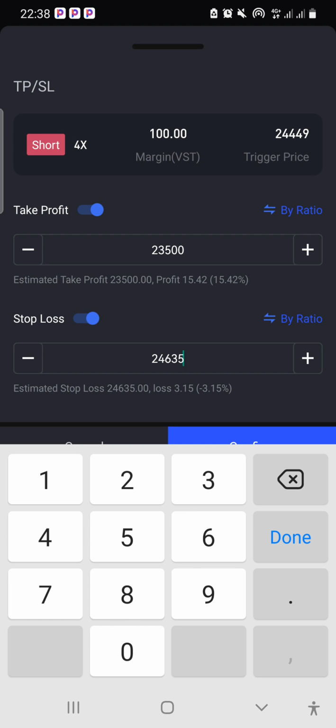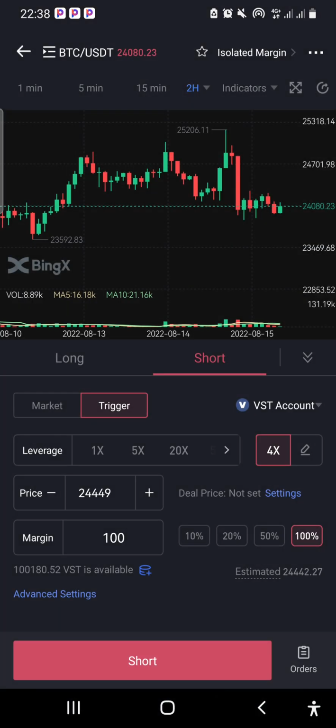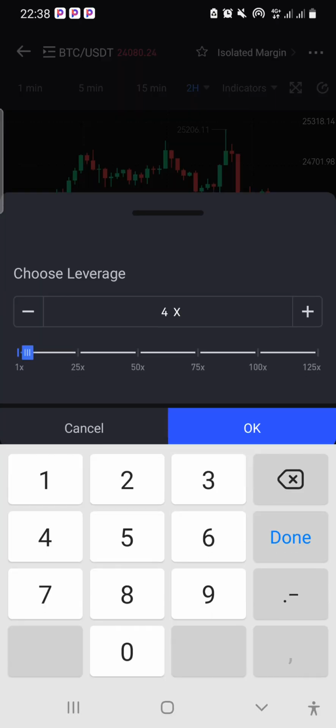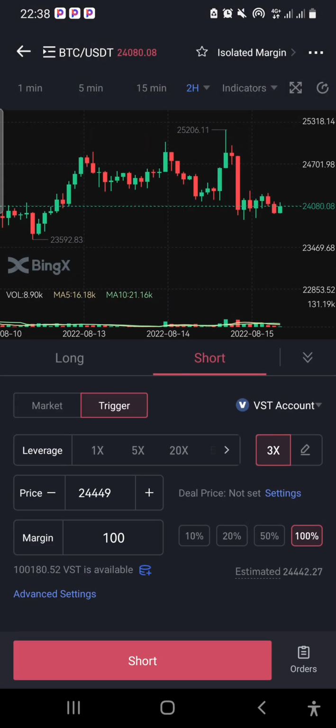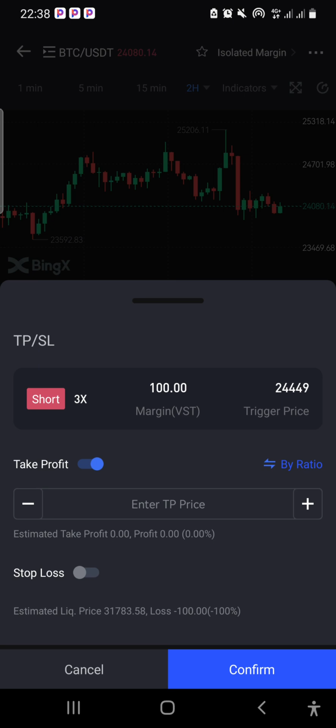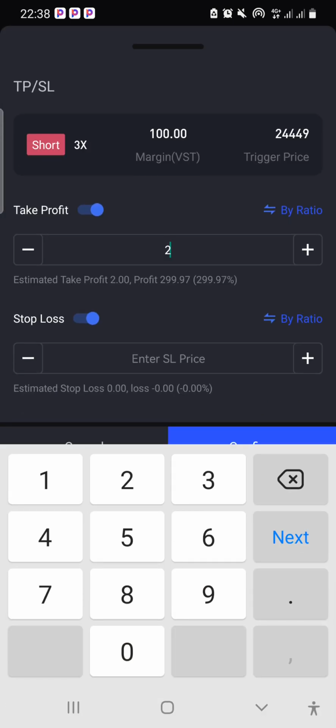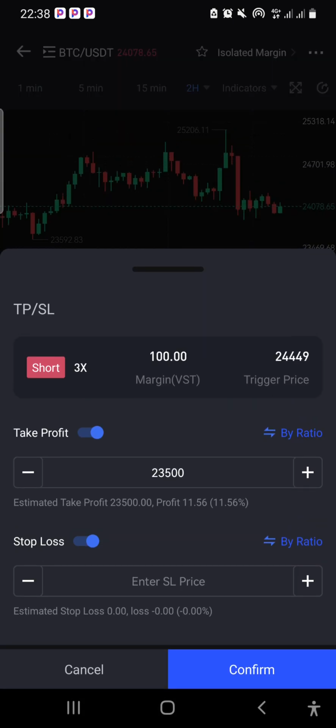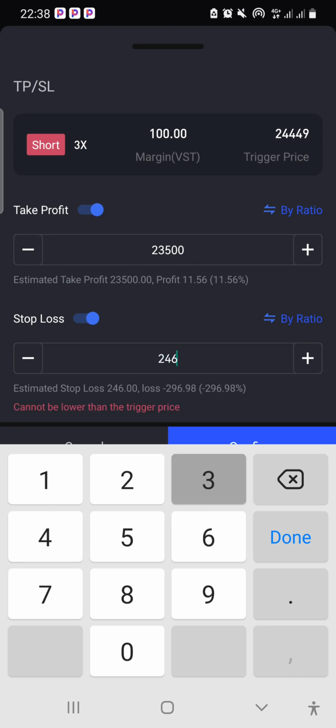Now, in this case, you'll be losing $3.15 to gain 15.42. But if you use 3x leverage, with take profit at 23,500 and stop loss at 24,635, you'll be losing 2.36 and gaining 11.56, so you'll be risking 2.36. You just have to weigh it.